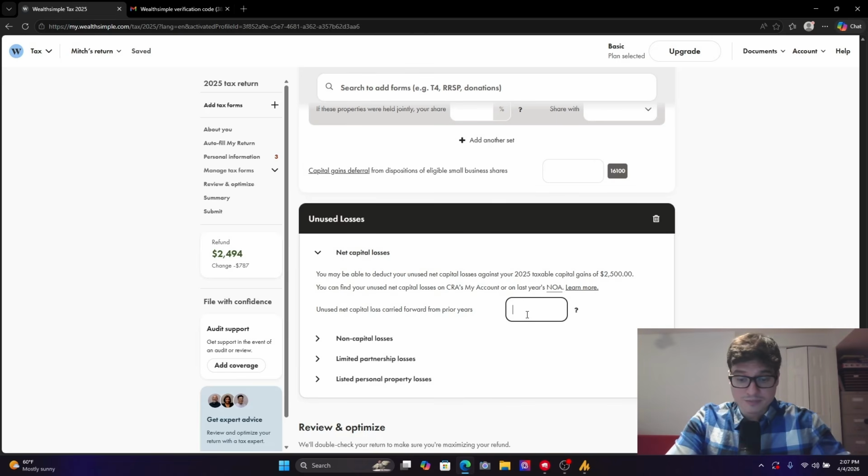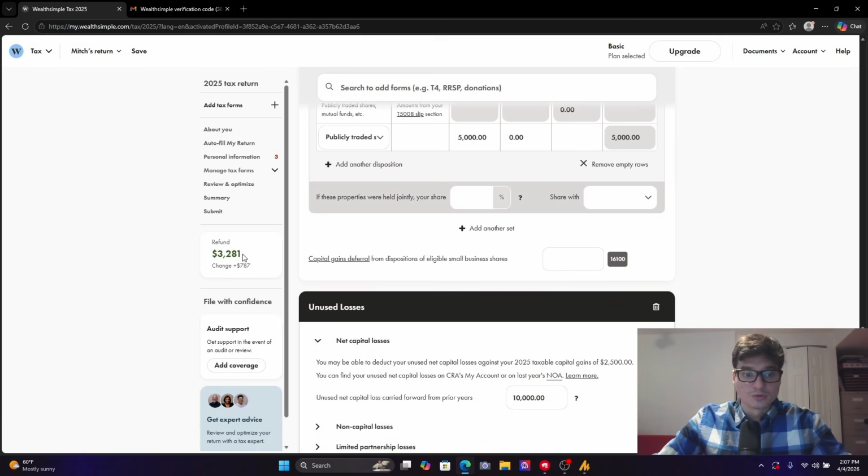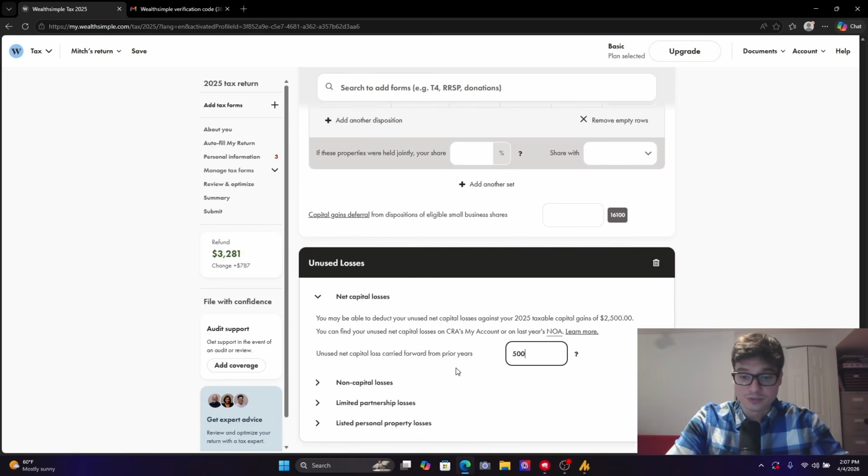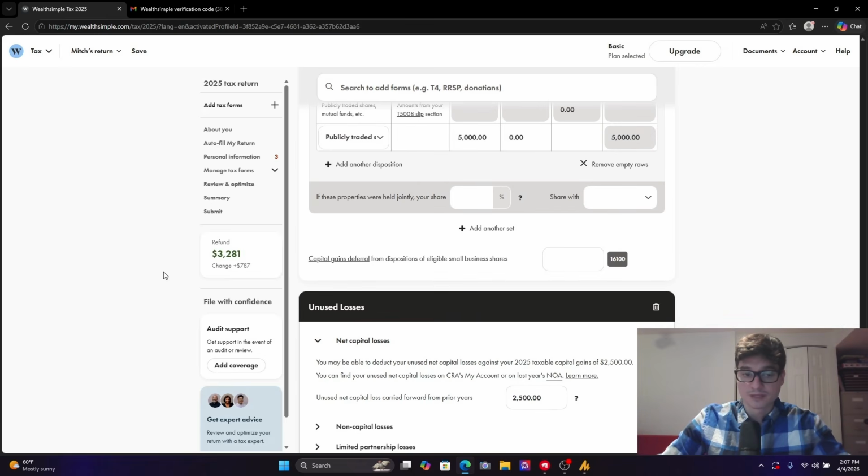So for demonstration purposes, we're going to say we had more than our capital gain. So we're going to have 10,000. You notice that our refund went back up to 3,281 because we are essentially using all our net capital loss or some of our net capital loss to bring down all of our capital gain in the year. You'll see how this works. So you'll see at 5,000, you still keep all of it because your net capital loss, you only need to use 2,500 of it. Okay.